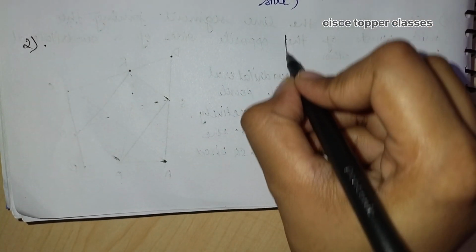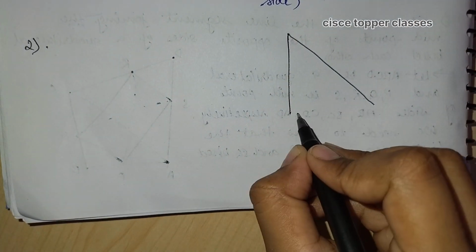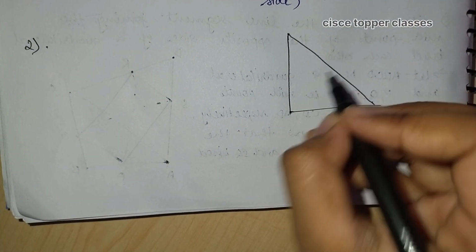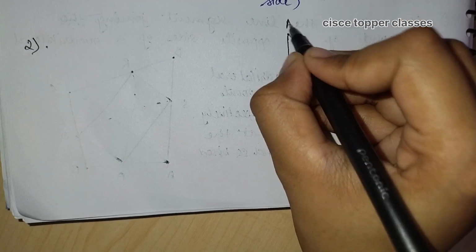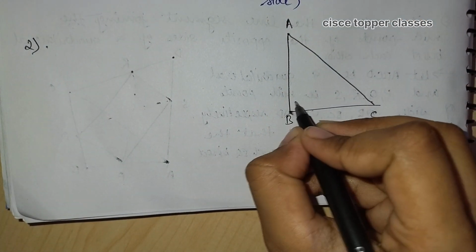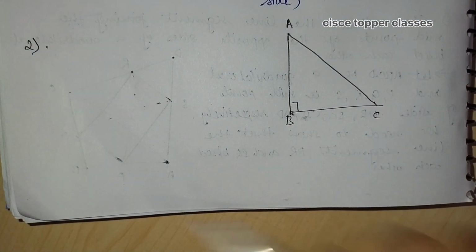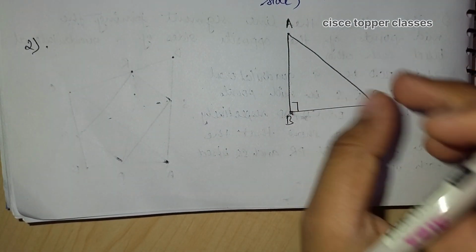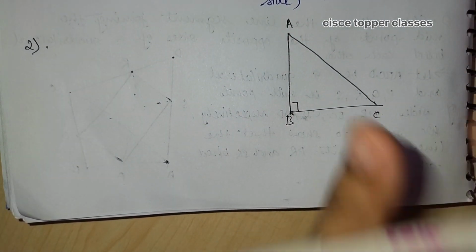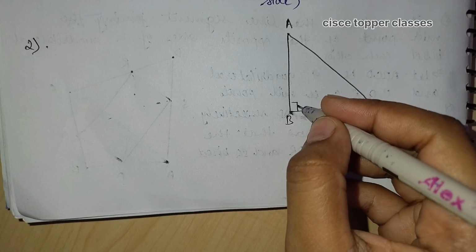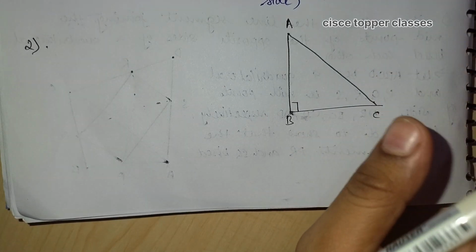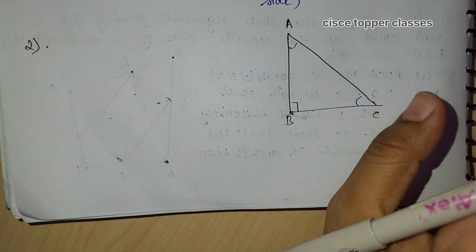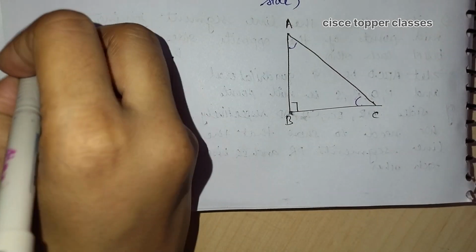Now let us solve the second question here. We have to show that in a right angle triangle the hypotenuse is the longest side. Let it be ABC here, and this is a right angle triangle. From here we can see that we have to prove that AC, means this hypotenuse, is the longest side in this triangle. Simply we can see that 90 degree is the highest angle and these angles are acute angles. So the opposite side will be the longest side in this triangle.